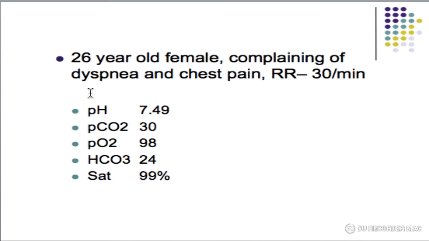So in this case, a 26-year-old female complaining of dyspnea, painful breathing, and chest pain, with a respiratory rate of 30 cycles per minute. The pH is 7.49, PCO2 is 30, PO2 is 98, bicarbonate is 24, and O2 sat is 99. If we observe the hydrogen concentration, it's 7.49. If we review the earlier slide, the normal range for pH is 7.35 to 7.45. So 7.49 is outside the normal range because the upper limit is 7.45.